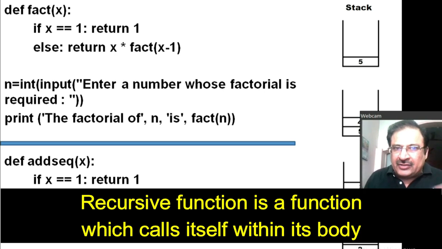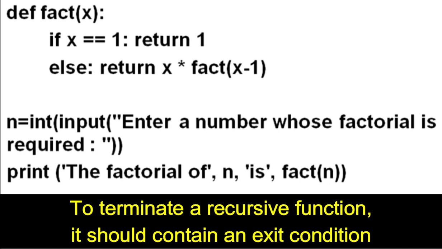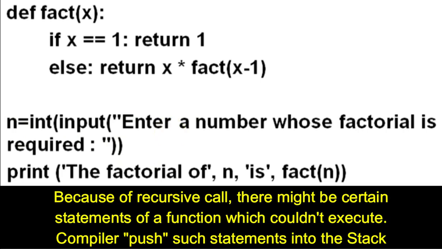So in every recursive function, there has to be one exit condition. And if that exit condition is not supplied, it will go into an infinite loop. We'll see how. For example, in this program of finding factorial of an input number, we will start from the main function. You are asking the user to enter a number whose factorial is required.